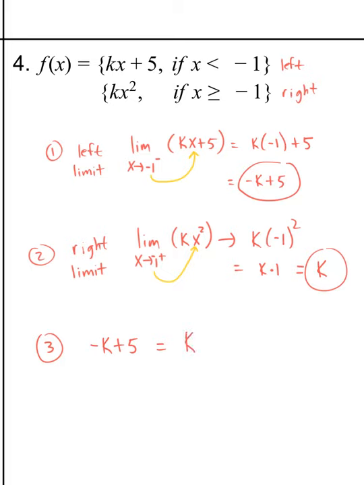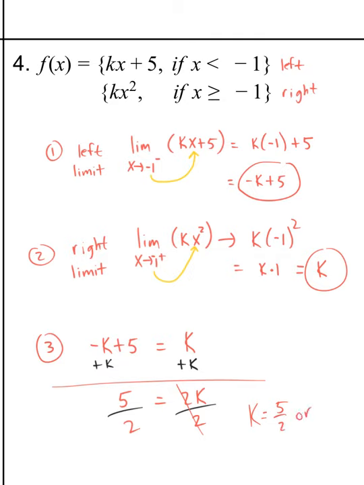Now we get all the k's together. I'm going to bring the k's all to the right. So I'm going to add k to both sides. Plus k here, plus k here. So on the left, I'm left with 5. On the right, I'm left with 2k. And now I simply divide by 2 on both sides. So these cancel. K is equal to 5/2 or 2.5. All right, calculus. Hope that made sense. Let me know. Take care.